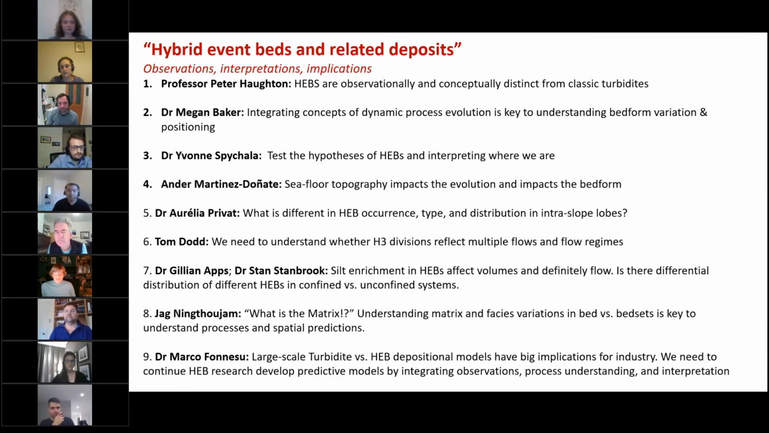Jog asked the important question, what is the matrix? We all need to consider that. We need to understand the impact that matrix and facies variation has at different scales, from bed to bed sets. What does that mean for understanding the processes and having much better spatial predictions? I think Marco did a good job of bringing things together, saying that these large scale depositional models and differences between turbidites and hybrid event beds have a big implication on the industry.